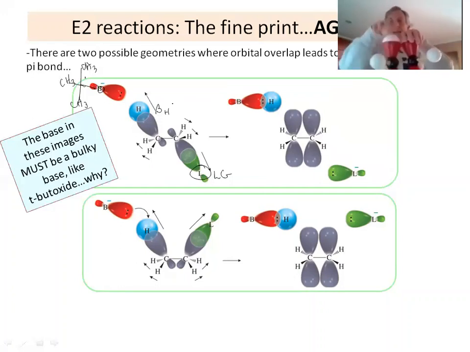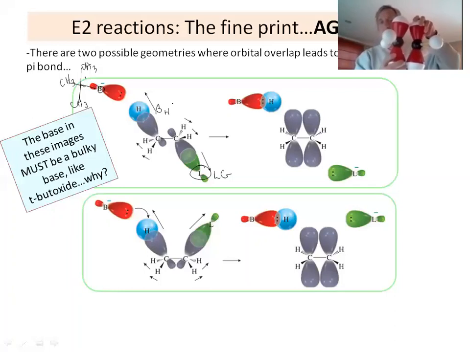Or I could have the leaving group and beta hydrogen on opposite sides. Remember on the last slide I mentioned the word anti to each other. These two should be or could be anti to each other. And I would create the alkene on the top. Okay? So these are two possible ways that you could have a double bond form.